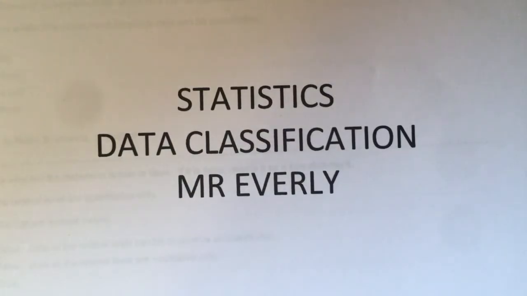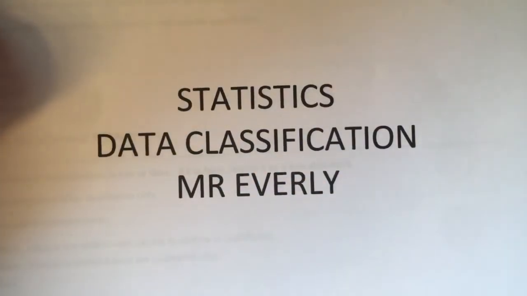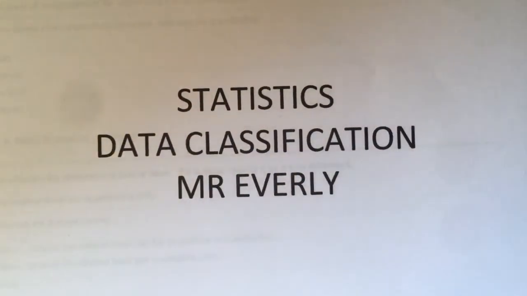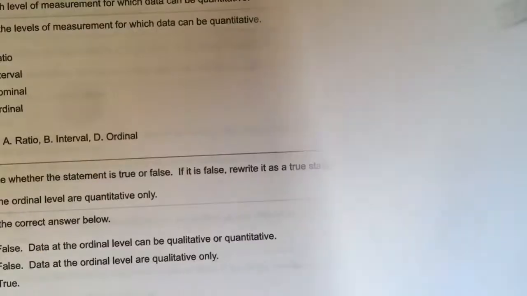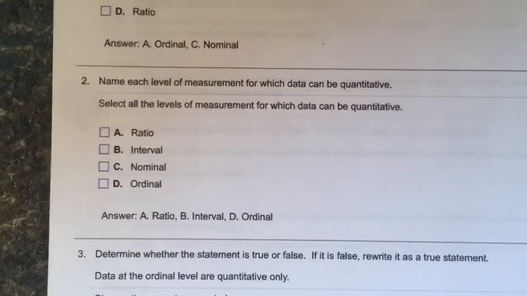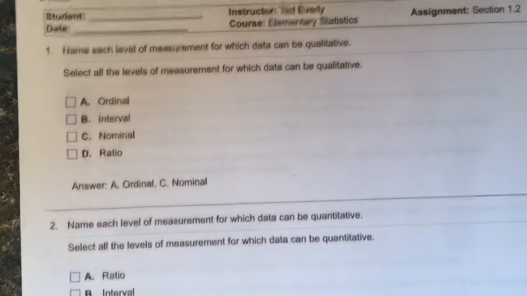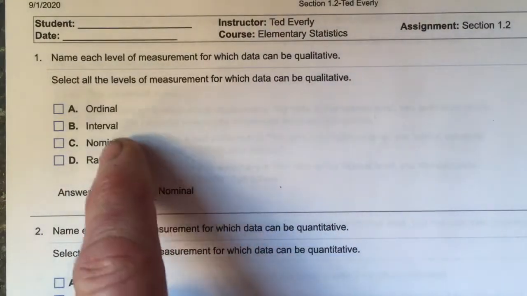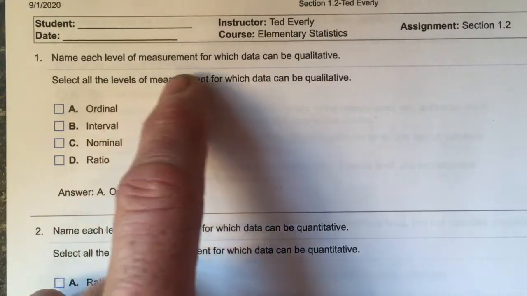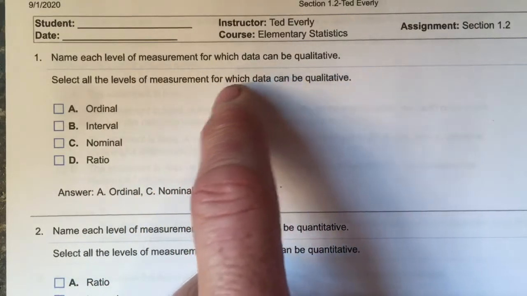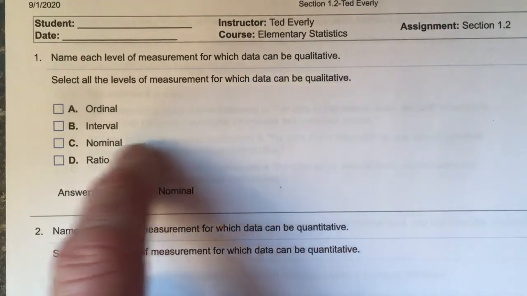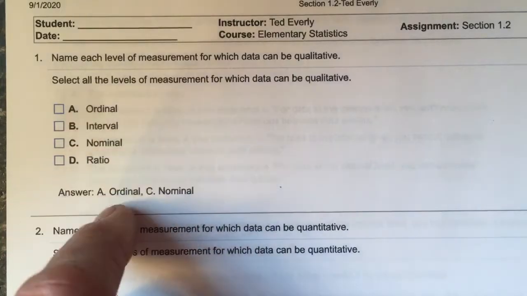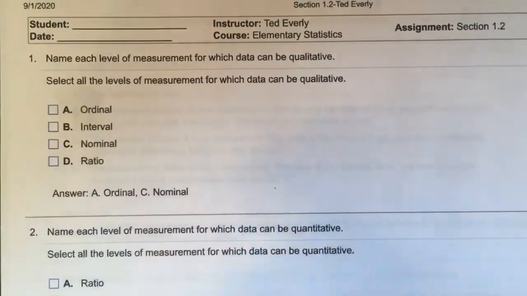All right, statistics. We're looking at data classification today, how we classify data that we gather. Okay, so first thing I want to show you, we've got some problems we're going to do here. This says name each level of measurement for which data can be qualitative. So we've got to select which one can be qualitative. All right, let me take you over to this.